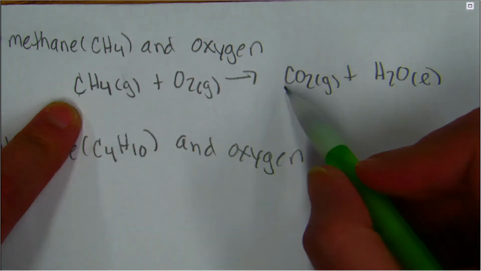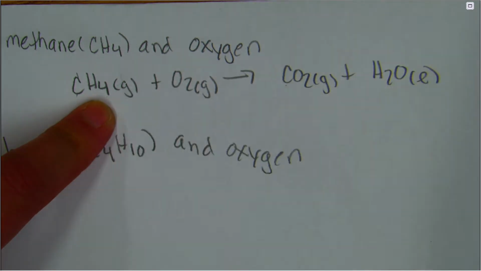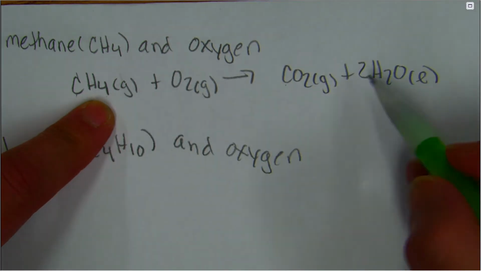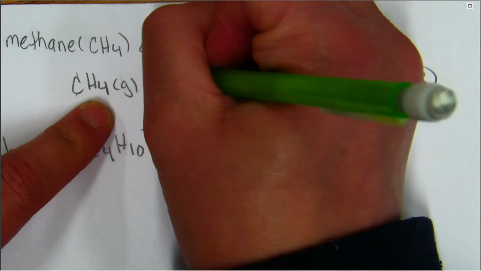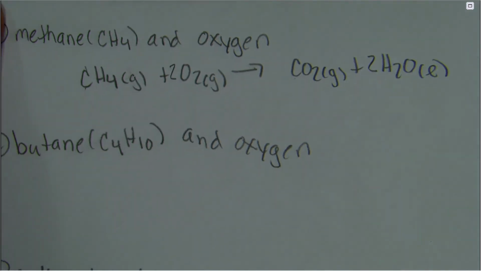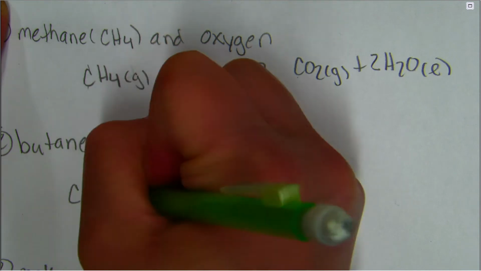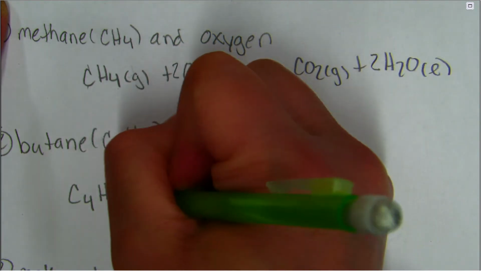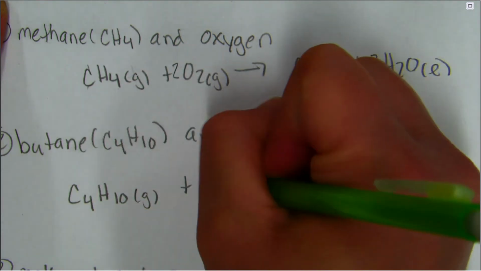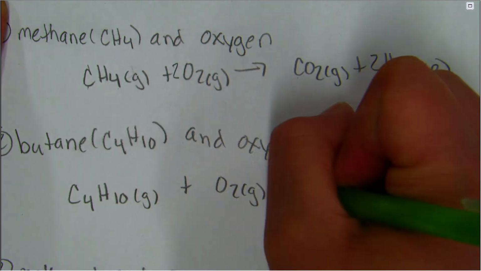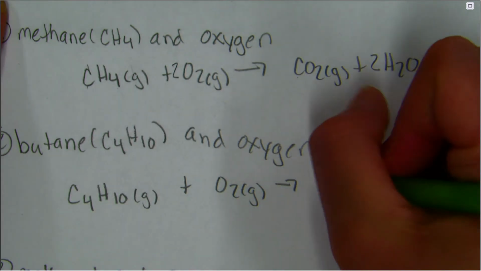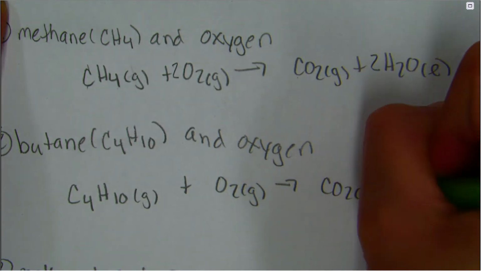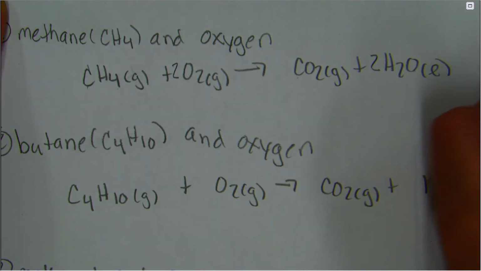I have one carbon on each side. I have 4 hydrogens, so I'm going to put a 2. And now I have 2 plus an additional 2 oxygens is 4, so I put a 2 in front of there, and now I balance. All right, let's check out butane, the substance that is in a lighter. Now, butane is a gas at room temperature, but it is easily liquefied, which is what makes it a good substance for lighters.